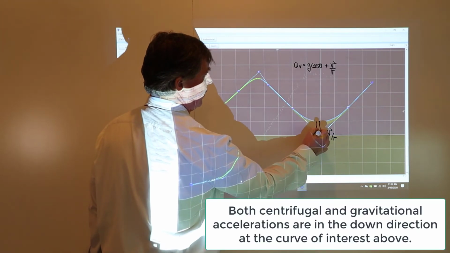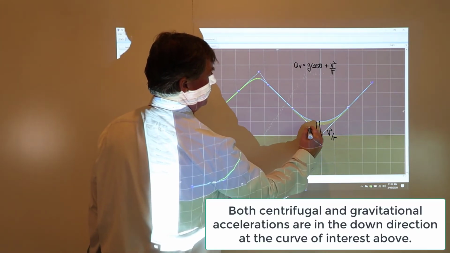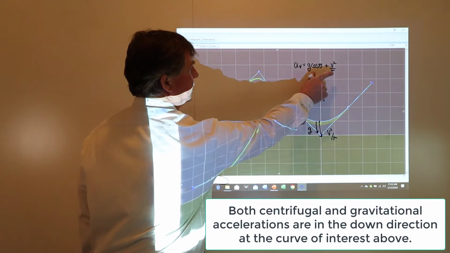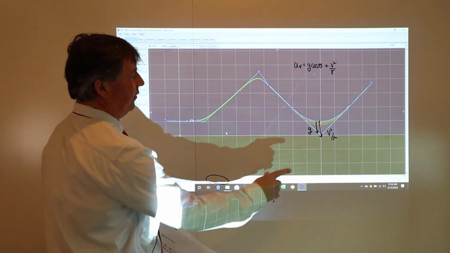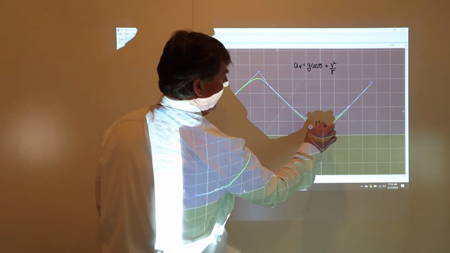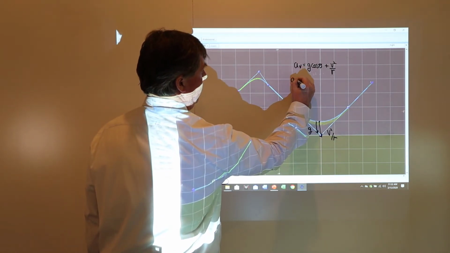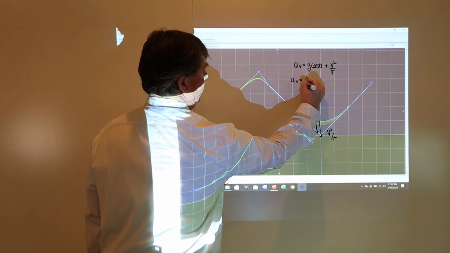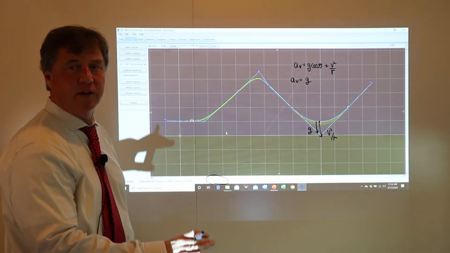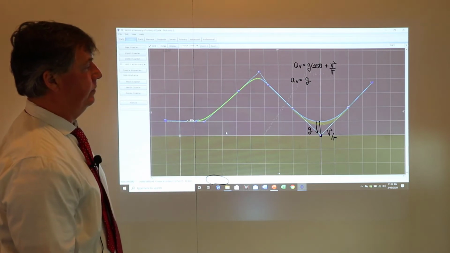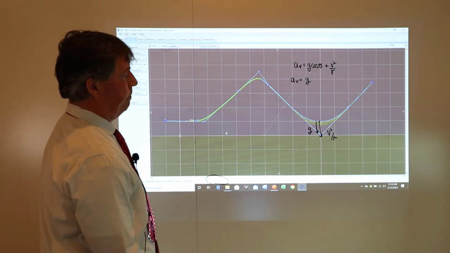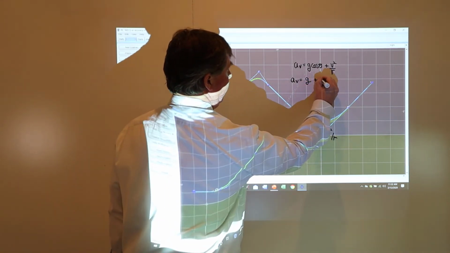G is always down, so they're going to sum. That's correct. We're going to sum those. Okay, this part is easy. There is no inclination angle at this point, so we just have g there. It's like weighing yourself on a flat surface. You just weigh your normal weight, 1 G, plus V squared over R.